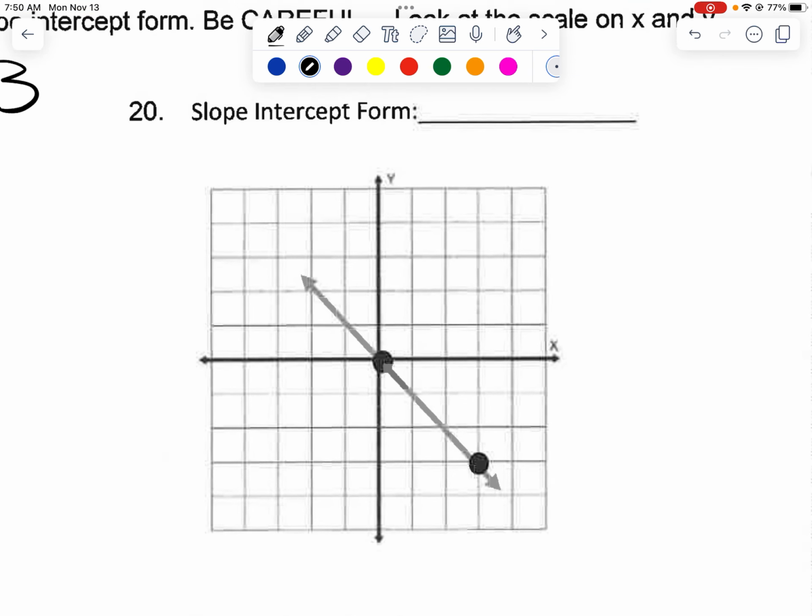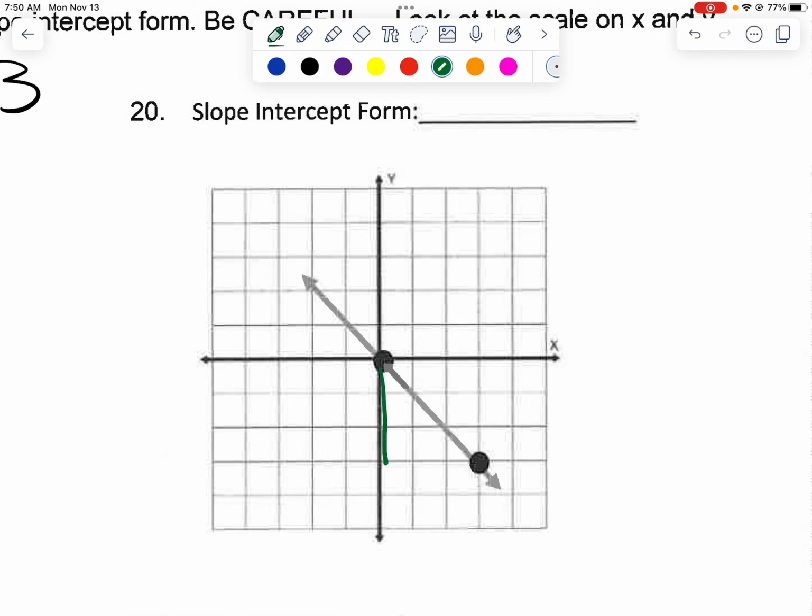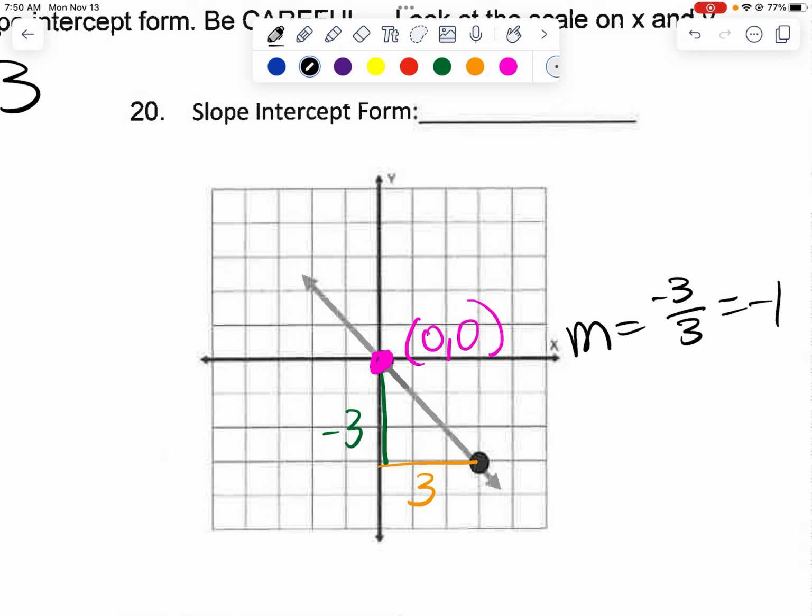Okay, this one, going down 3. I'm going across 3. Then my y-intercept is this point, which is 0, 0. So my slope here is -3 over 3, which is -1. So y equals -x plus 0. Oh, well, we don't want that 0 there. That's silly. We just write it like that.